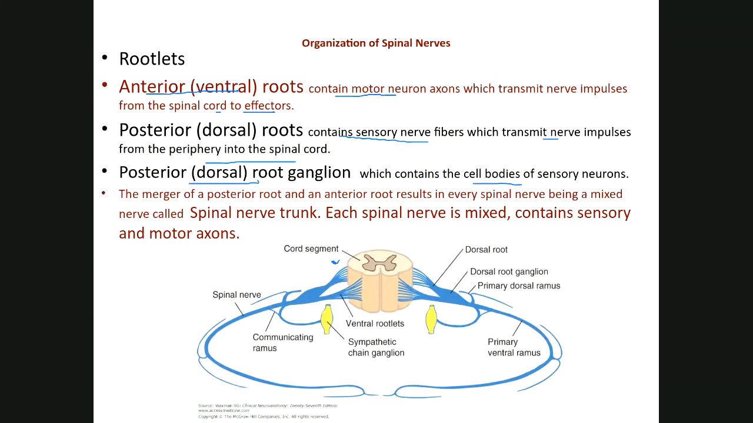So these spinal roots merge to form a spinal nerve. A spinal nerve, we have to know, is a mixed nerve because it contains fibers from the anterior root and the posterior root. So a spinal nerve is mixed. It contains both sensory and motor axons.